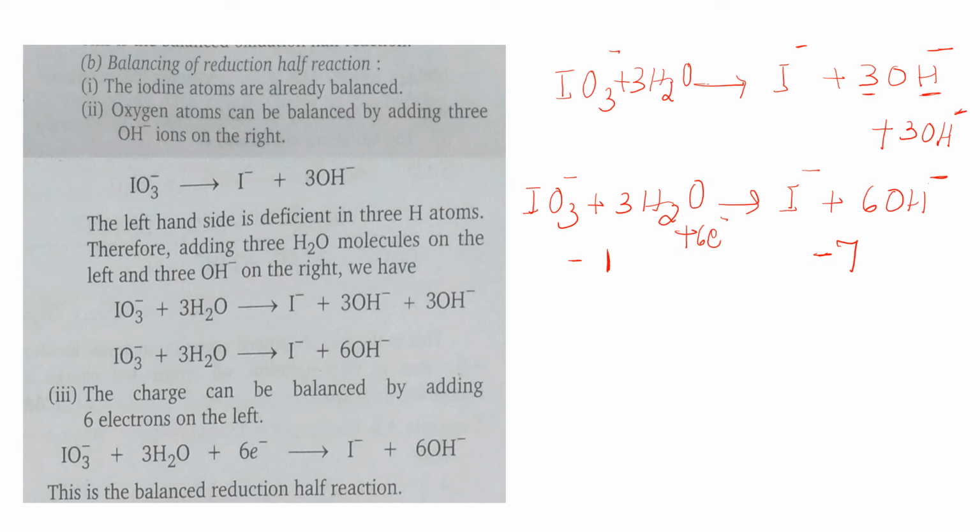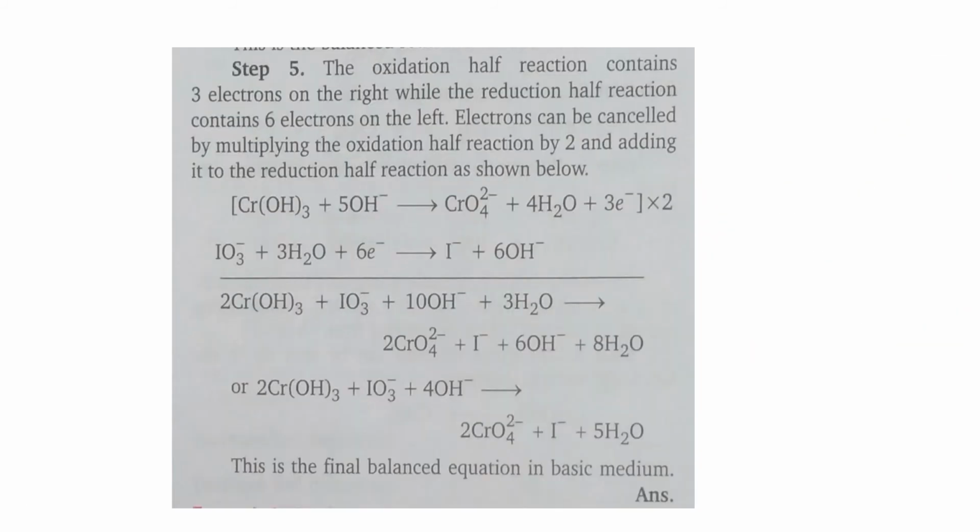So the balanced reduction half reaction that I am getting is IO3- plus 3H2O plus 6e- is giving you I- plus 6OH-. See here, this is IO3- plus 3H2O plus 6e- is giving you I- and 6OH-. This is the balanced reduction half reaction. Now I have to add the oxidation half reaction and the reduction half reaction. Now you have to add both the reactions.